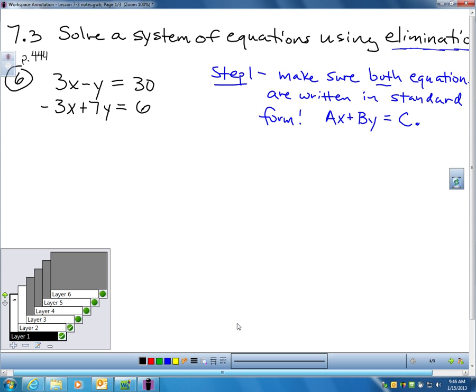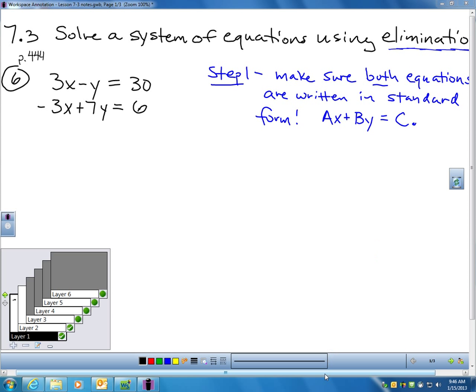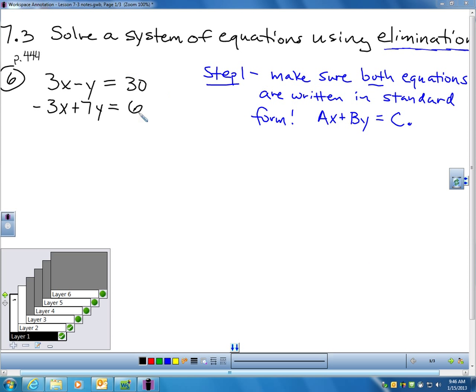Now, I actually have 4 steps because the book is, I guess, less detailed. I want to make sure that there aren't any screw-ups or things that could mess you up along the way. So when you go to number 6, here's the first thing we have to do before we use the process called elimination. We have to make sure both equations are written in standard form. Now, remember, here's a little review of standard form. It's right here: Ax plus By equals C. Our equations need to be in this form, and as you notice, they are. 3x plus negative 1y equals 30, and negative 3x plus 7y equals 6. Both of these equations are in standard form.